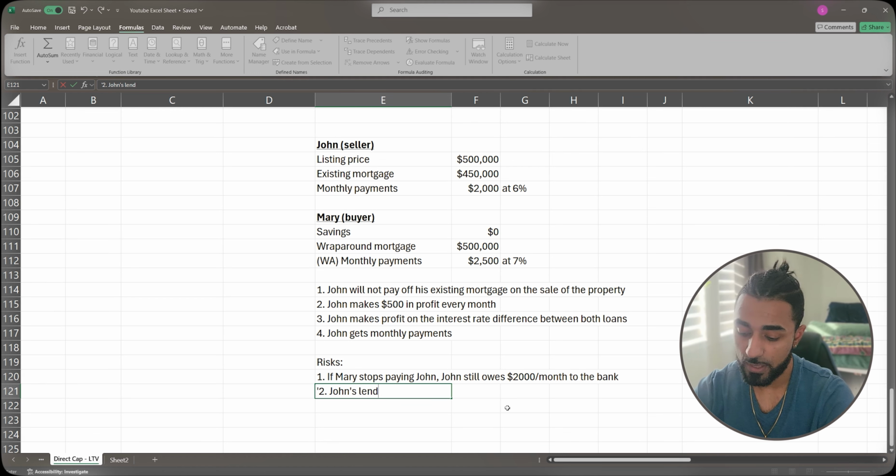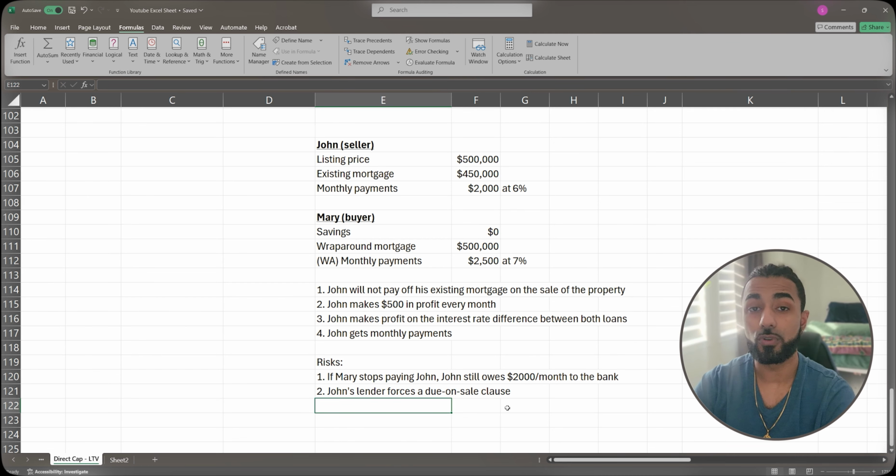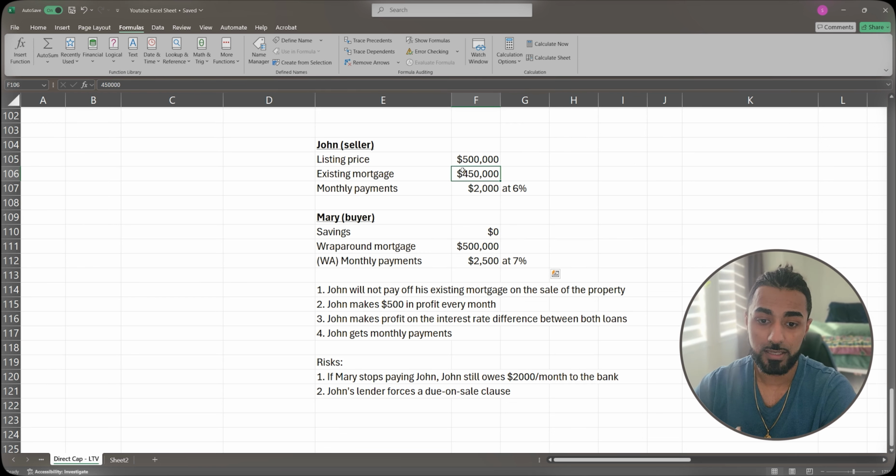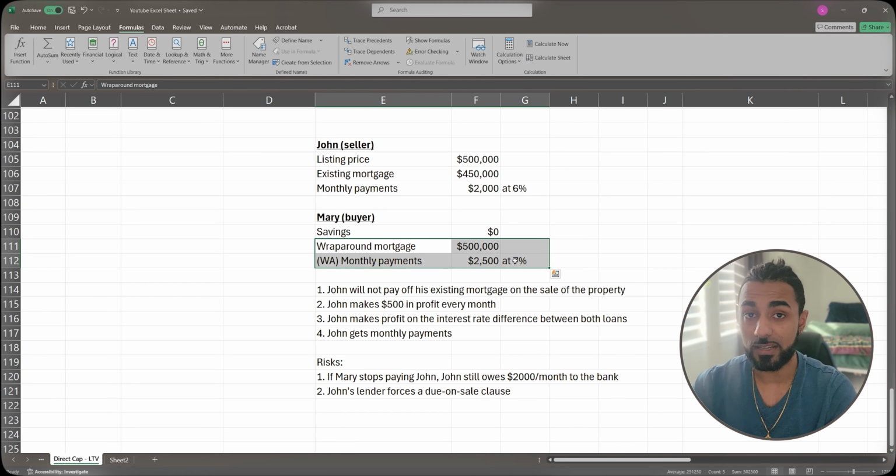This is basically if John's lender comes in and says, you know what, we're going to force a due on sale clause. A due on sale clause basically means John has to pay the full mortgage on the sale of the property. Meaning this mortgage wouldn't even really work because they're going to have to pay all this money at once, which John might not have. And obviously that screws up the whole wraparound mortgage in general.